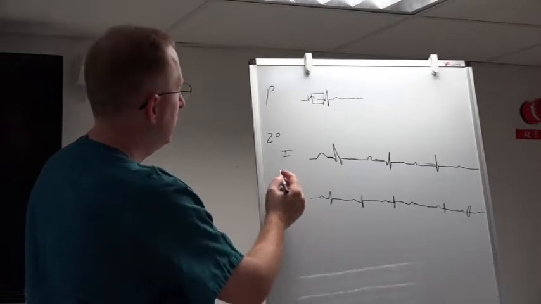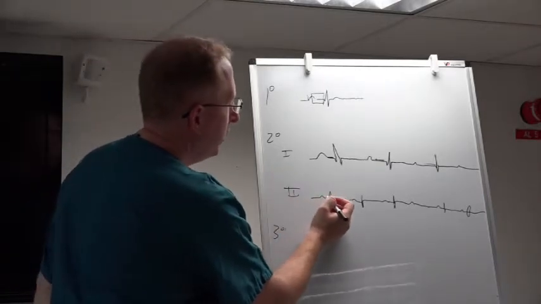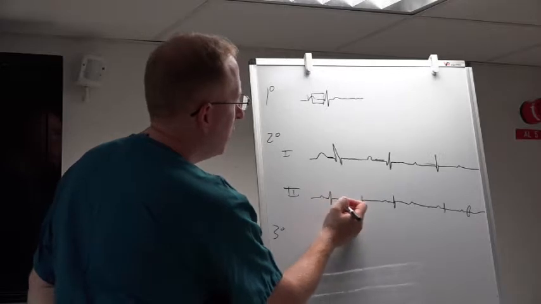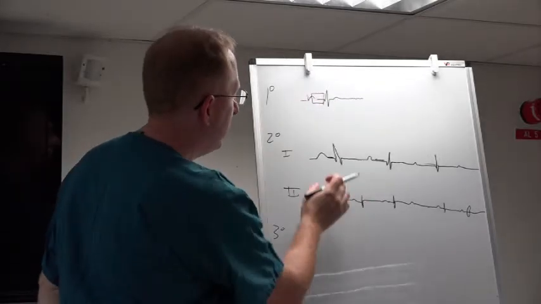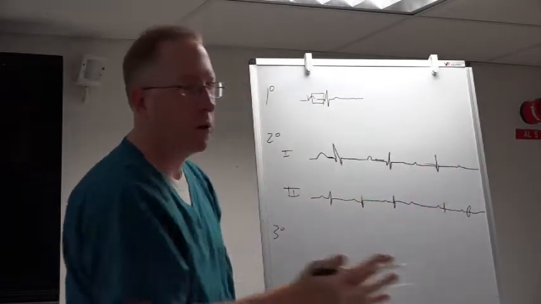Your type 2 second degree block, it'll look kind of like a normal sinus rhythm. Your QRS, there's no delay in the intervals. The morphology probably all looks about the same.